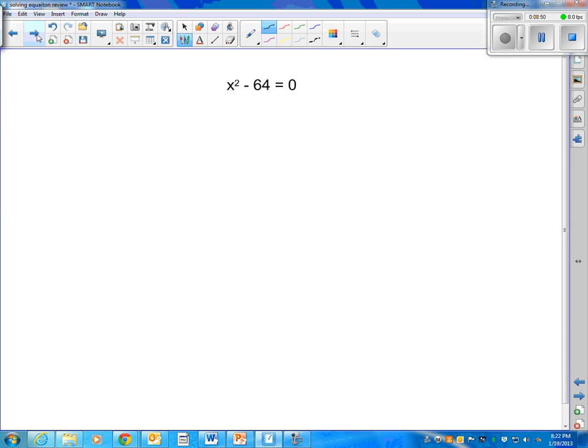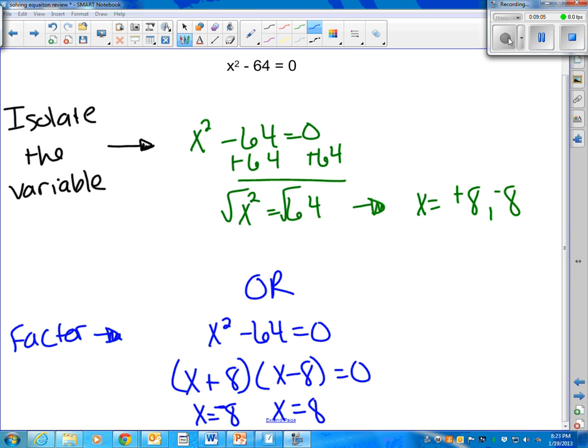Okay, so now let's look at the next problem. x squared minus 64. Go ahead and push pause. Think about how you would go about solving this problem, and then check your answer. Okay, you had two choices. I've said in the beginning, if x is all by itself, there's no double x's, you can isolate the variable, which is what I did in green. I got positive and -8.